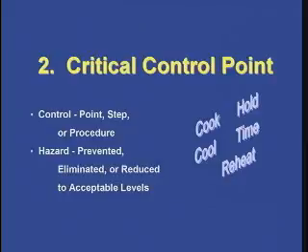Some critical control points can include cooking. For example, raw poultry is associated with bacteria. The bacteria can be eliminated, reduced, or prevented by cooking raw poultry to 165 degrees Fahrenheit for 15 seconds.